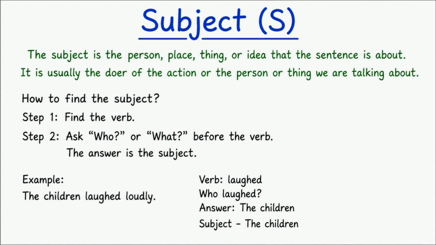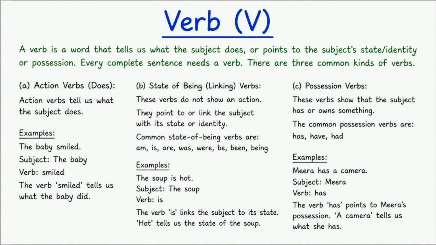Now let's see what a verb is. A verb is a word that tells us what the subject does or points to the subject's state or identity or possession. Every complete sentence needs a verb. There are three common kinds of verbs. Number one, action verbs. Action verbs tell us what the subject does.